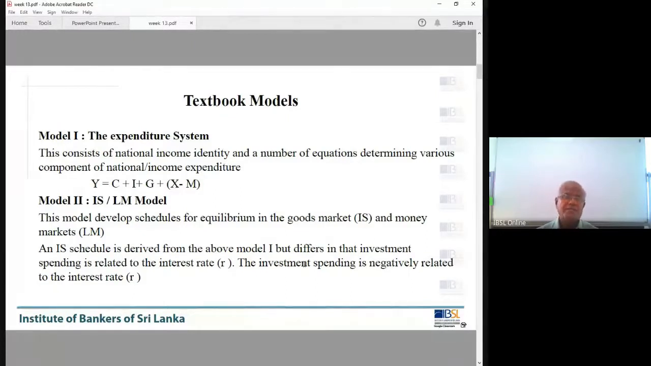The second model is a bit more advanced, that is the ISLM model. In macroeconomics, we call it the ISLM model, model 2. There are two curves. Then the movement of these ISLM curves, or the equilibrium point of intersection, and the movements of the ISLM curves can be used to explain the direction of shifts and changes of national income and the interest rates.